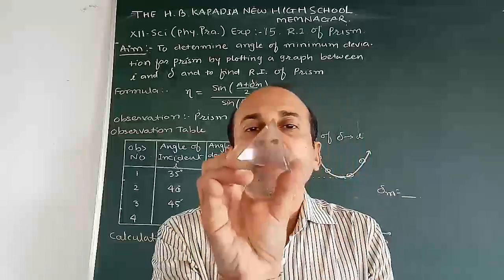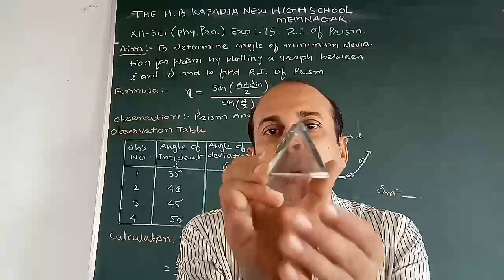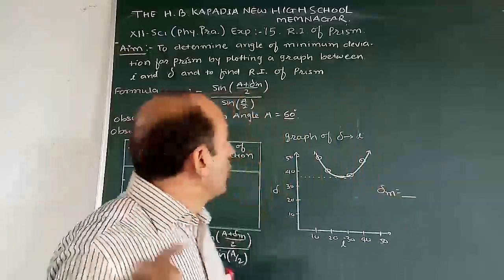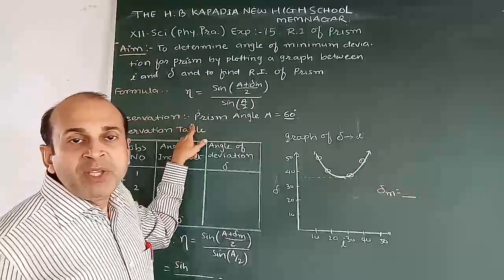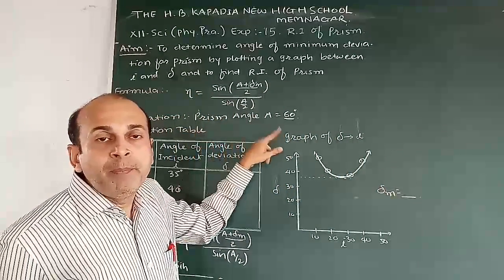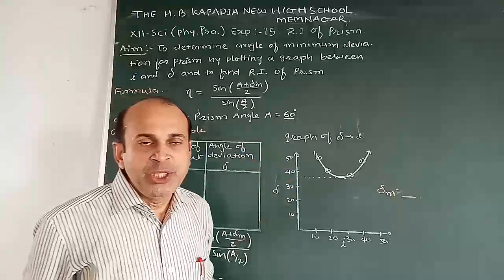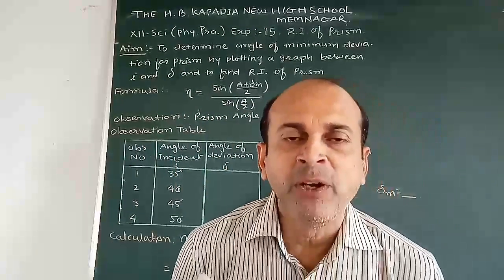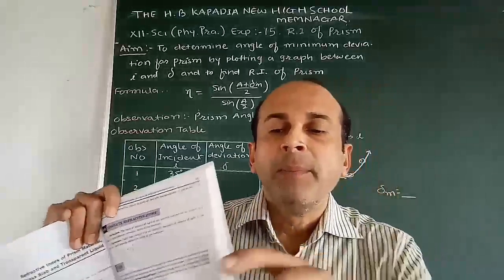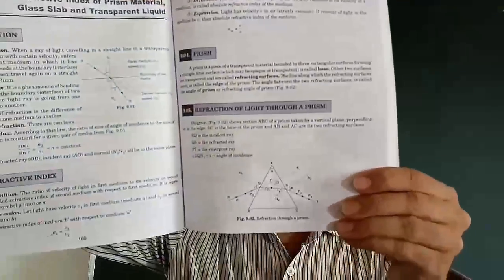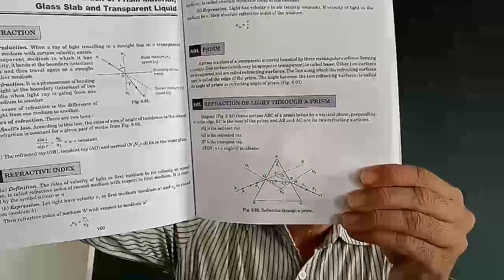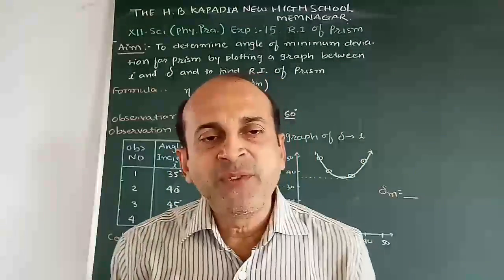Here the prism is equilateral, so the angle between two lateral faces is equal to 60. So the first observation is prism angle A is equal to 60. Now for that you will draw the typical figure from the manual book, which is here. Can you see this figure?